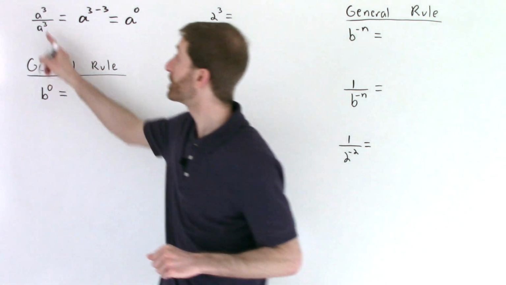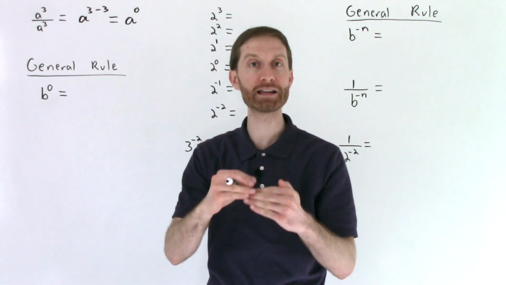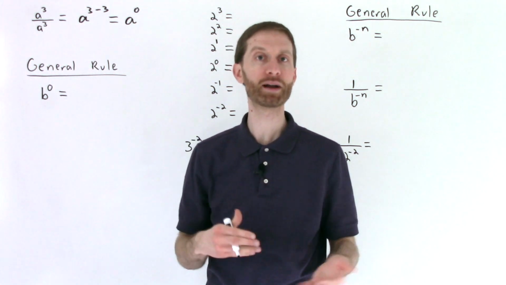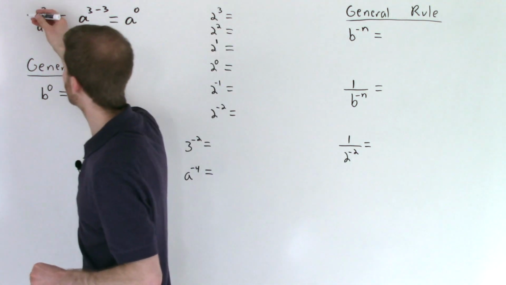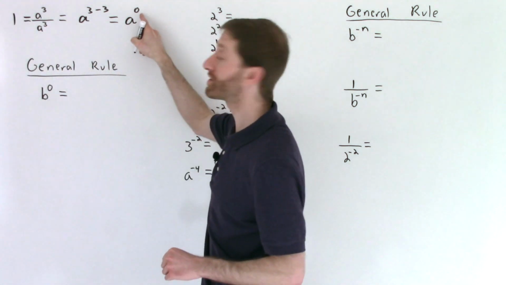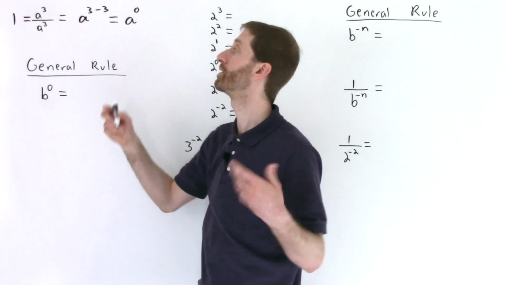And as long as these two numbers are not 0, any two numbers when divided by themselves is 1, right? If you divide the same number by itself, we get 1. So a cubed over a cubed is equal to 1, which means that a to the 0th power, which is equal to a to the third over a to the third, is 1.